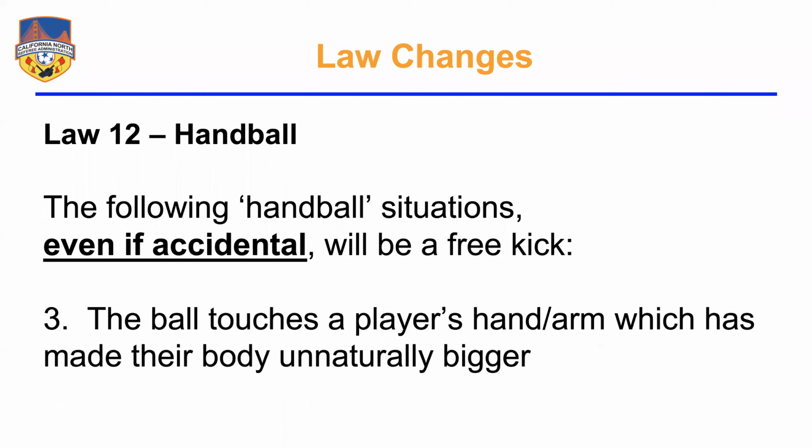If the ball touches a player's hand or arm which has made their body unnaturally bigger. So now we're not talking about just attacking players. We're talking about any player on the field who has their arms extended away from their body and is making their body bigger as a result. So if they're taking up more space by having their arms out to the sides, even if it's an accident, we want to call a handball.